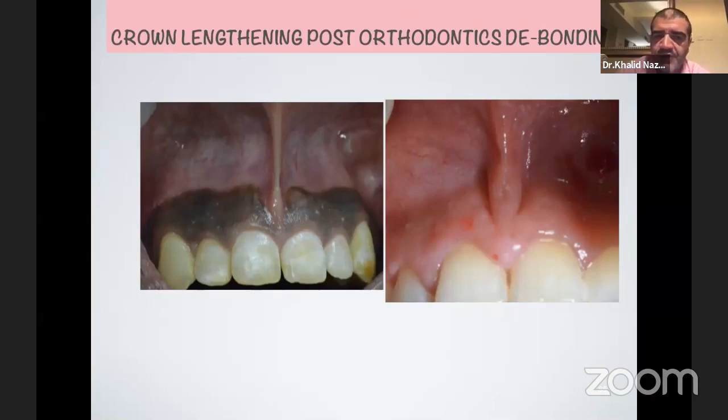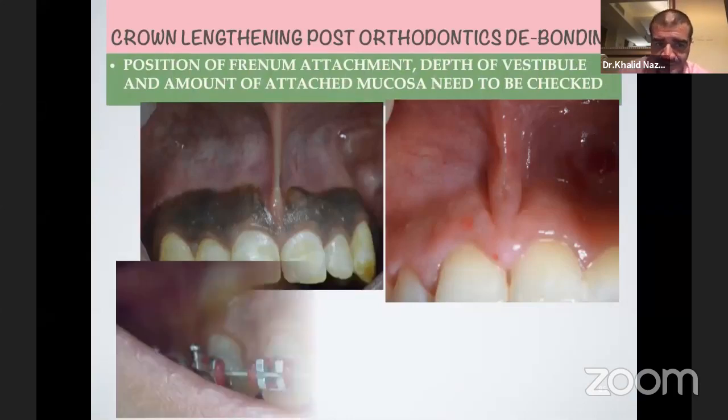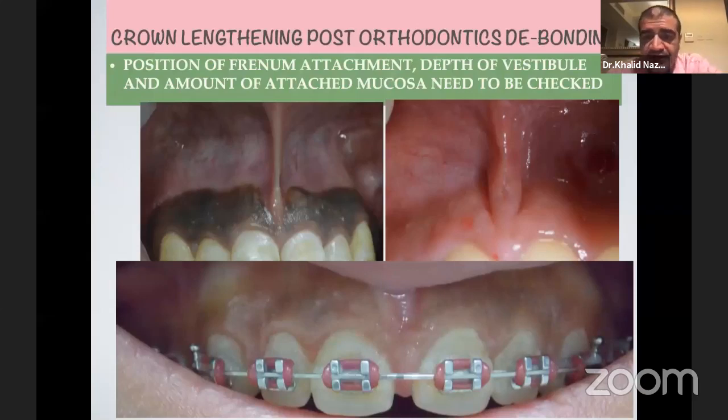So keep in mind when you tell a patient about possible crown lengthening after orthodontics, because usually the cases that end up with maxillary proclination of teeth end up with a shallower vestibule, or with a really minimal amount of attached mucosa. You have to be careful when you plan the case, because frenectomy in many of those cases will be important, essential, and considered part of the treatment plan.